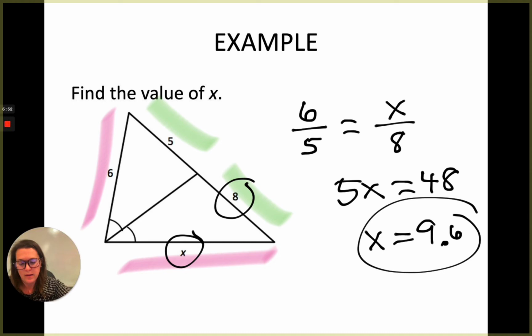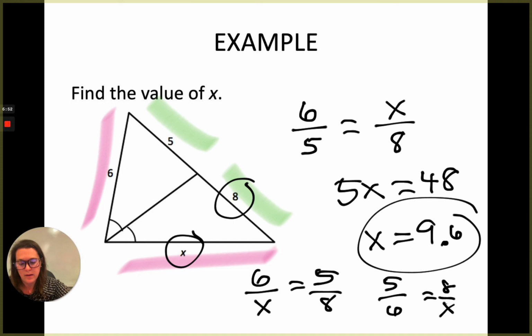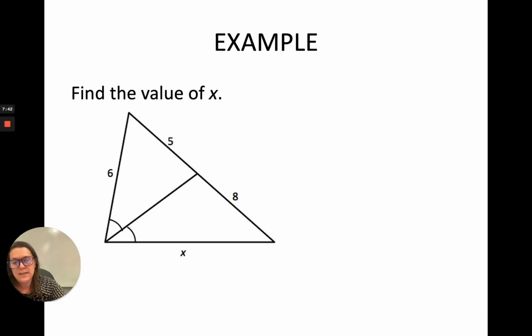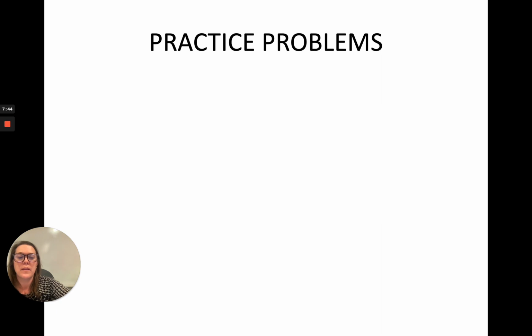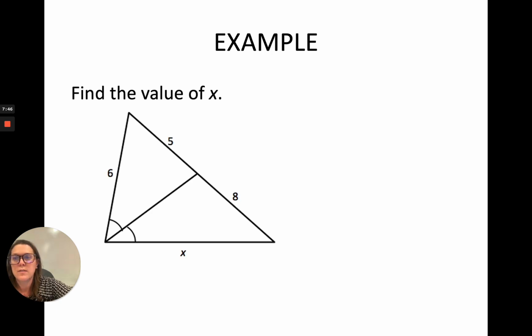Okay, I could have done 6 over x is equal to 5 over 8. That would have gotten me to the same answer. I could have done 5 over 6 is equal to 8 over x. That would have gotten me to the same answer. Okay, but you just make sure that it's consistent with how you're doing it. All right, that concludes your notes.